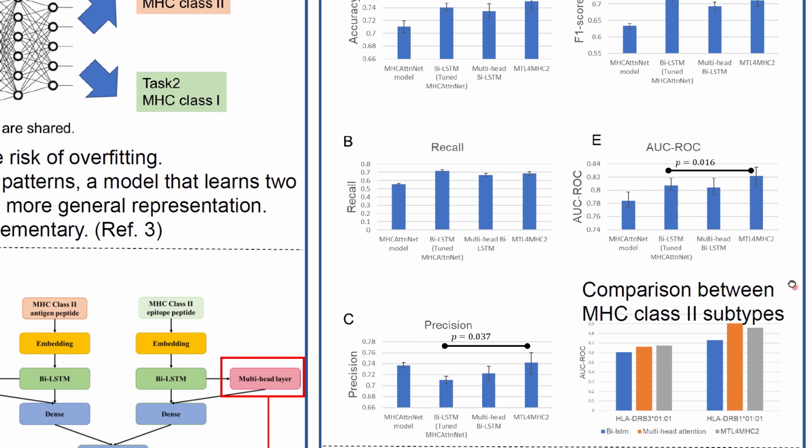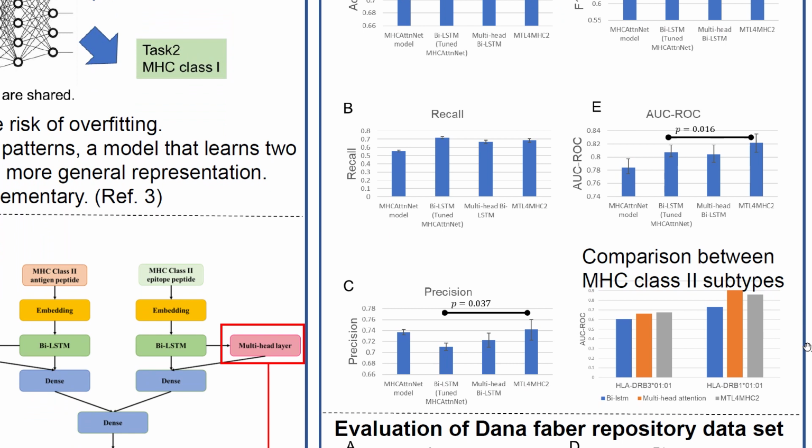But MTL4MHC2 still has strong and weak points. Please see the figure of comparison between MHC class 2 subtypes. This figure indicates the comparison of the prediction performance of two MHC class 2 subtypes. There is a difference in prediction performances. This result exhibited that there is still room for improvement.